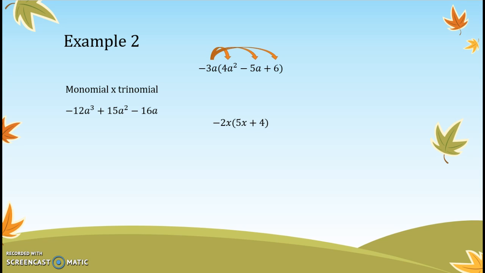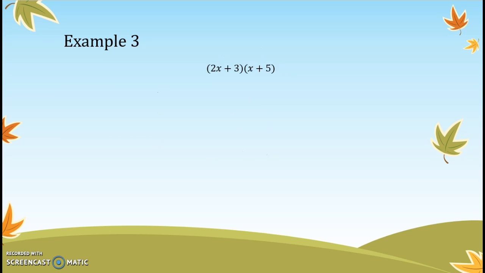Let's multiply negative 2x times 5x plus 4. This time we have a monomial times a binomial, but the principle is still the same. We're going to distribute or share the negative 2x with both 5x and 4. So negative 2x times 5x is negative 10x squared, and negative 2x times 4 is negative 8x.